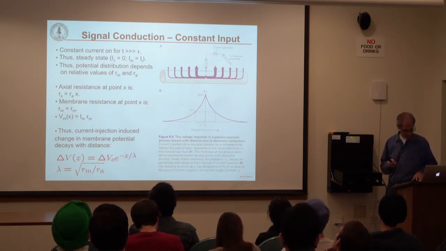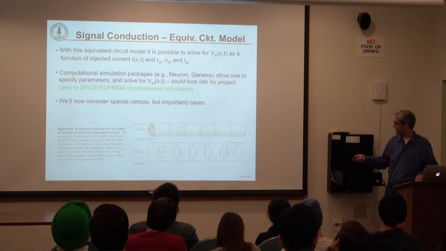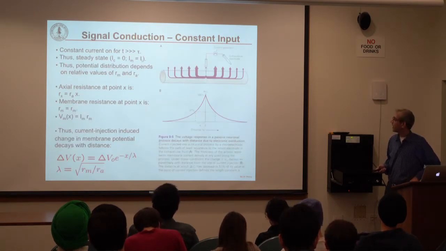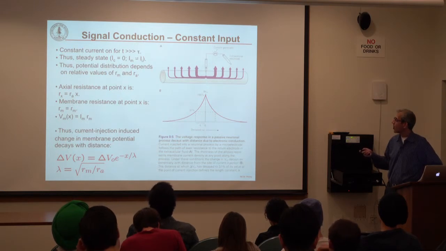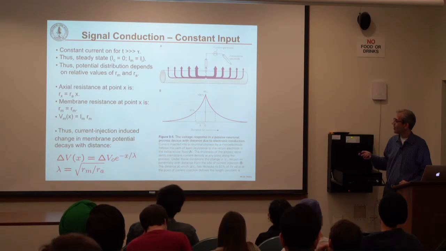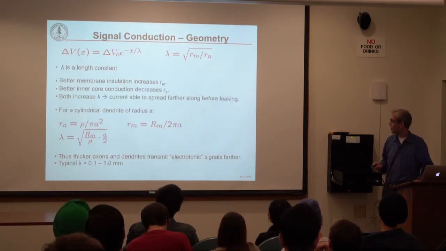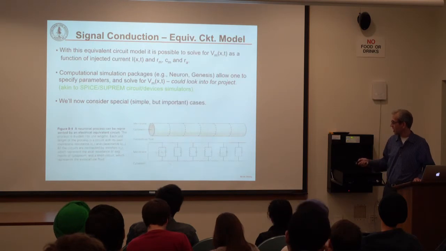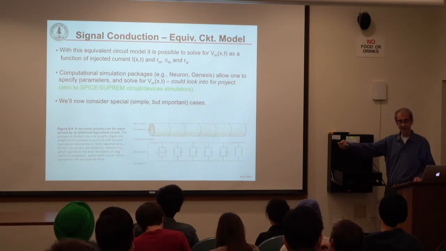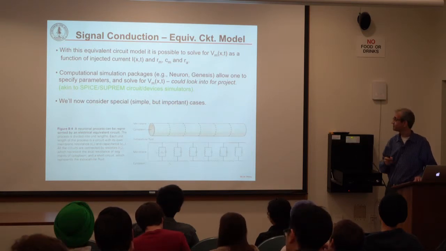That capacitive current in this model here has gone to 0, right? Because we're at steady state. DC doesn't go through a capacitor, as we know. Okay. The overall current through the membrane is just the ionic current, okay, through the channels. And the potential distribution depends on the relative values of Rm and Ra. Remember Rm, going the wrong way. Rm is the resistance through the membrane, and Ra is the resistance down the axial length of the dendrite.